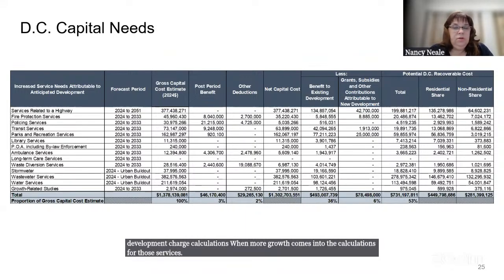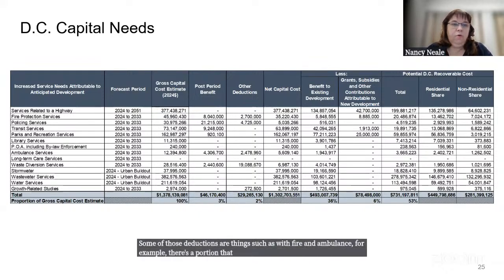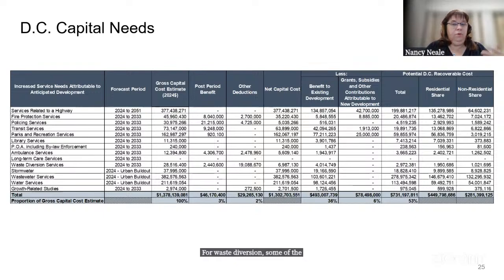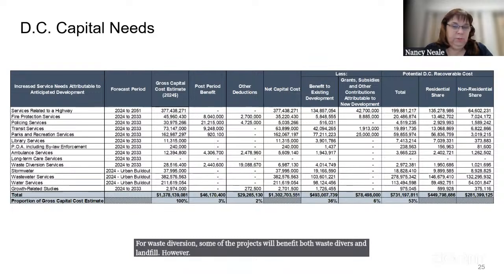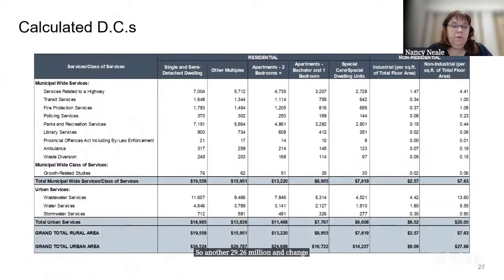There's also some other deductions that have been made in various areas. Some of those deductions are things such as with fire and ambulance, for example. There's a portion that the county is responsible for the ambulance, so we've deducted that. For waste diversion, some of the projects will benefit both waste diversion and landfill. However, landfill is ineligible to be recovered through development charges. So another 29.26 million in change has been deducted from the calculations.